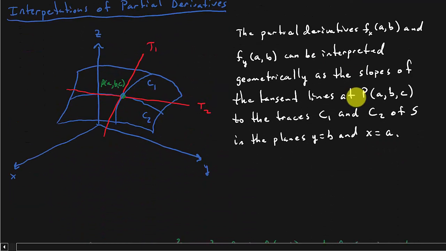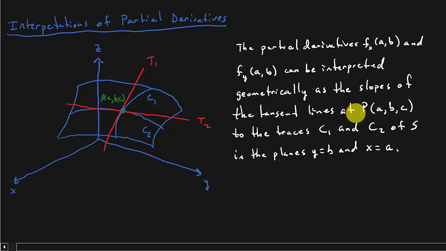All right. So let's look at interpretations of partial derivatives. We've got some surface here, and we've got a point here, A, B, C, and we've got this curve C1 and a curve C2. So the partial of f with respect to x, and the partial of f with respect to y, evaluated at the point AB, can be interpreted geometrically as the slopes of the tangent lines at the point ABC to the traces C1 and C2. Remember traces, you learned that earlier, what a trace was, of S in the planes y equals b and x equals a.